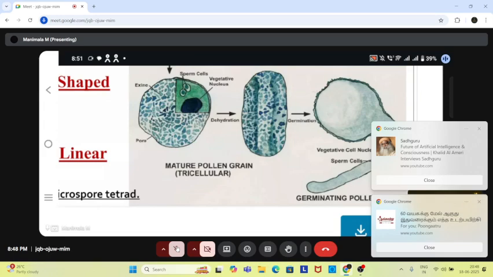In a vegetative cell, more abundant food reserve is present and the nucleus is also present. In a generative cell, we have a spindle shape with dense cytoplasm. In this cytoplasm the nucleus will float.